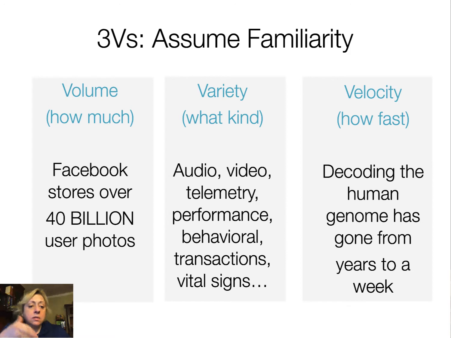The first V refers to the volume, so how much data you have: 40 billion user photos stored on Facebook. Variety: you have different types of information, especially over the web. It used to be hyperlinks in the past. We used to have only links from one page to another page. You click the hyperlink and go to another page.